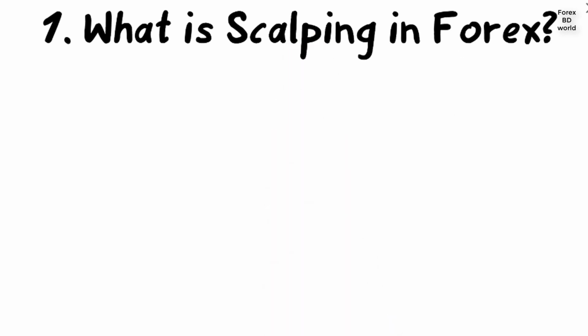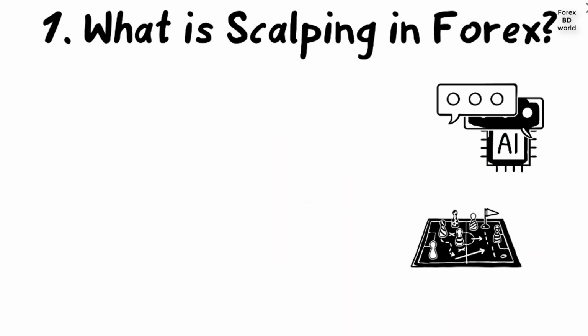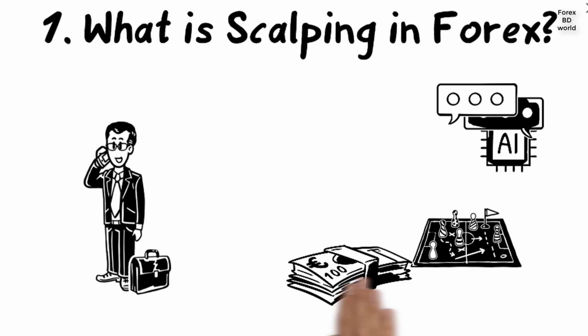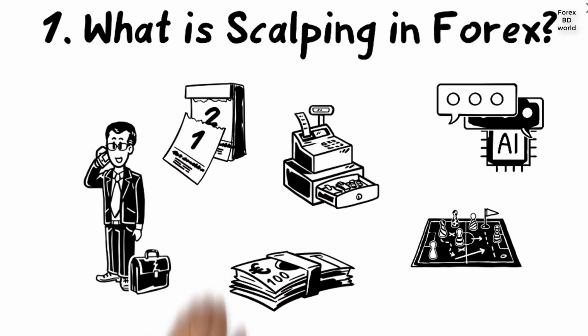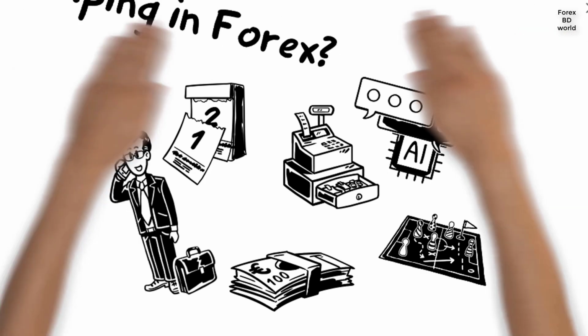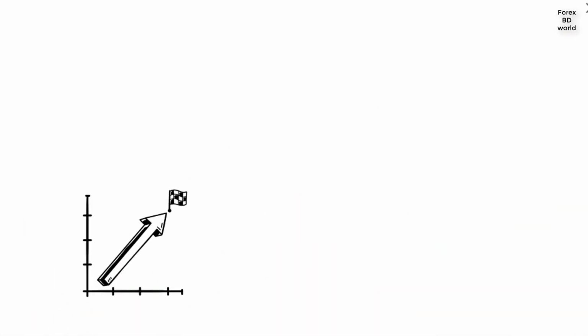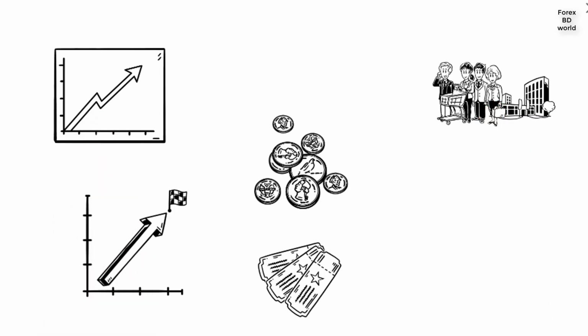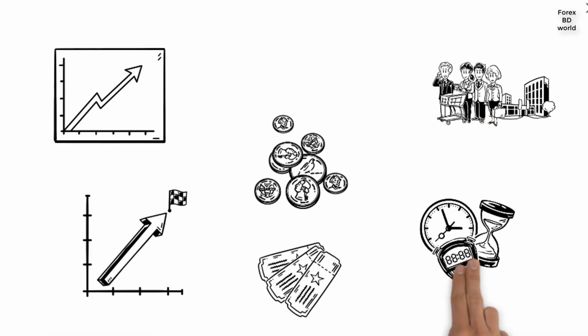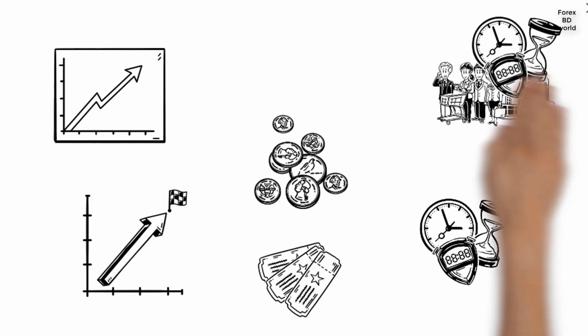1. What is scalping in Forex? Scalping is a trading strategy where traders aim to make small profits by buying and selling currency pairs multiple times in a day. The objective of scalping is to take advantage of small price movements in the market. A scalper may hold a position for a few seconds to a few minutes, but never more than a few hours.